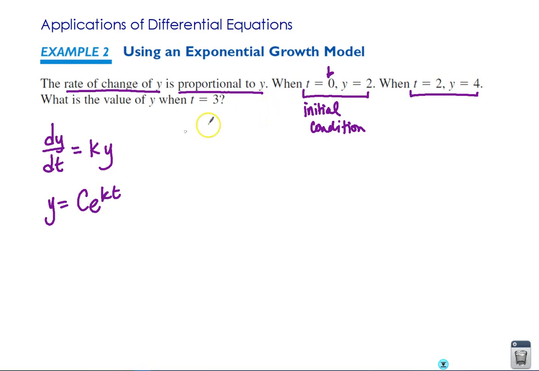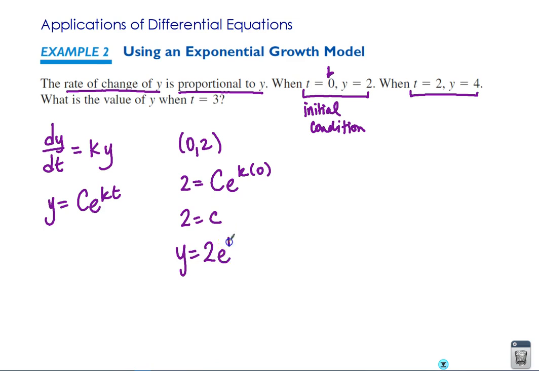So I know I've got the point (0, 2). Let's plug that in. You're going to get 2 equals c e to the k times 0. Well, this works out really nicely because e to the 0 is 1. So 2 equals c. Now I've got y equals 2 e to the kt. We're a step closer, but I still don't have k yet.